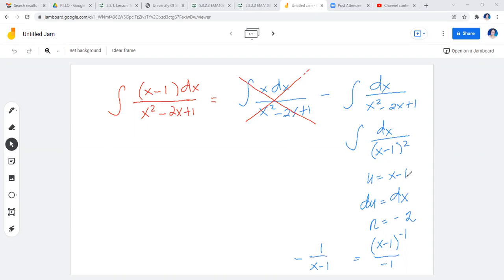U is x minus 1. Du, what's the derivative of this? That's dx. Your n is negative 2, in the sense it's written in the denominator. So you use substitution here together with the power rule. That way you can evaluate this given integral. But still, you cannot use this entire suggestion because you only have one integral that was evaluated. This one remains not evaluated.